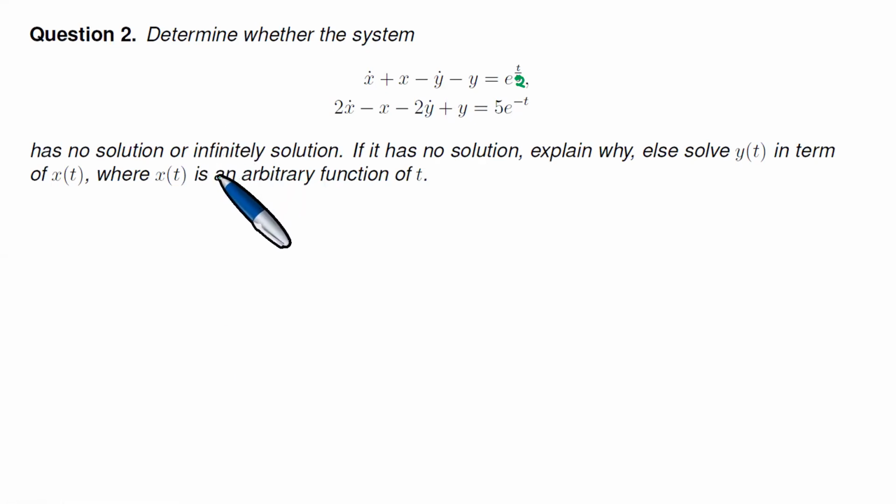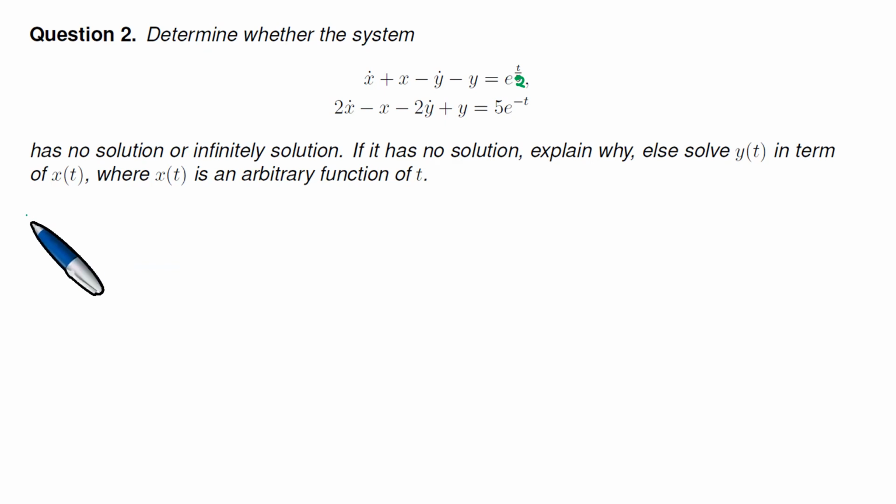Okay, now we are looking at degenerate systems, right? To look at the exam question you sent to me, I decided to bring an example that is going to help us to understand that better. Determine whether the system has no solution or infinitely many solutions. If it has no solution, explain why. Else, solve y of t in terms of x of t, where x of t is an arbitrary function of t. Right, how do we start?